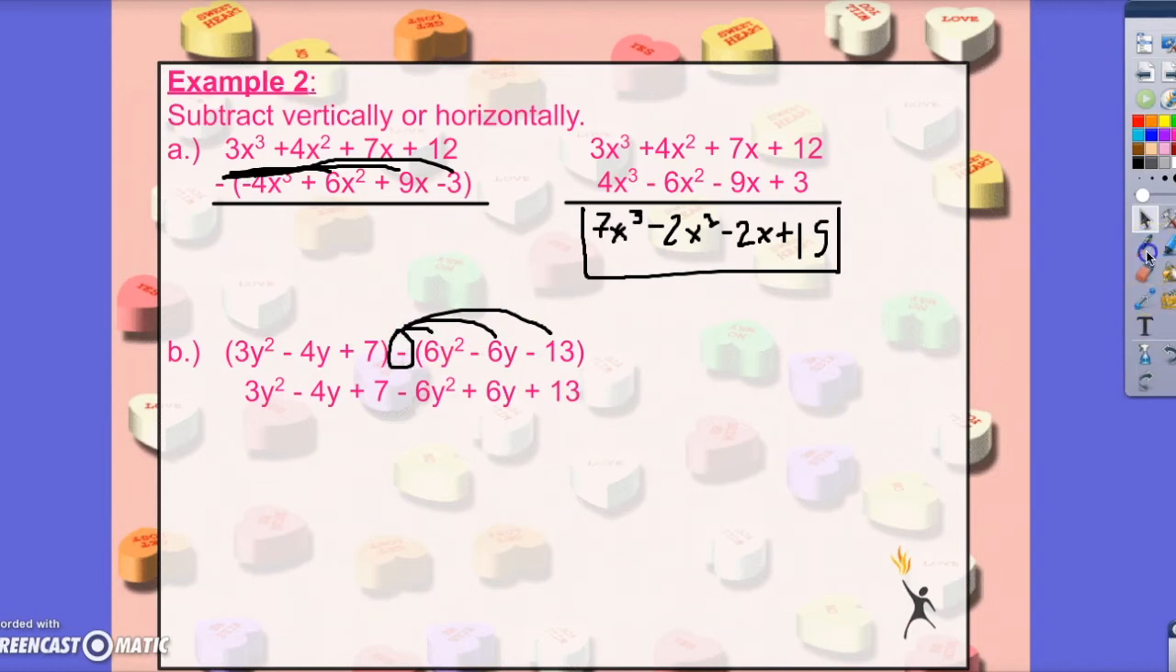And we're going to combine like terms again, horizontally. 3y squared minus 6y squared is negative 3y squared. Negative 4y plus 6y is plus 2y.